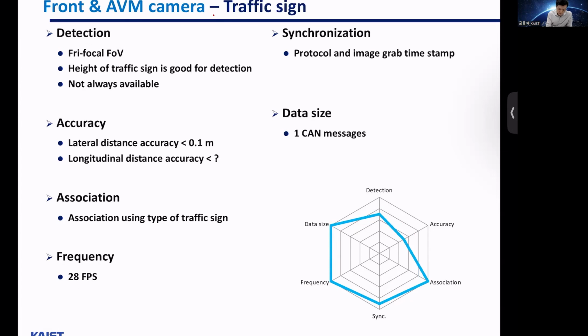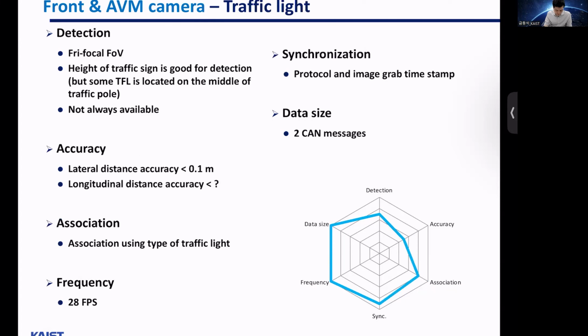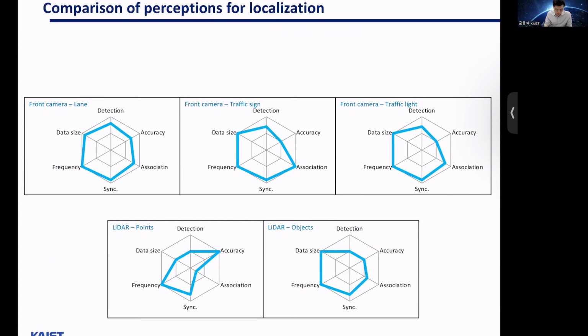There's traffic sign. This is similar to lane, so it provides good data size, frequency, synchronization, association, and performance, but then the accuracy can degrade. And then there's traffic lights. The list goes on.